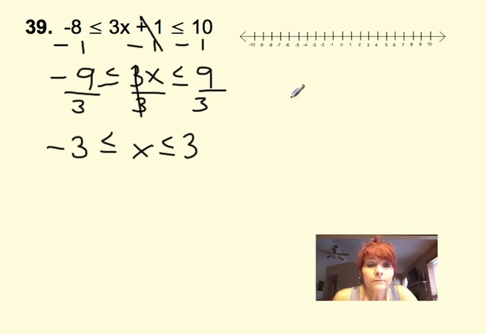This time we need to close our dots because there are equal signs. So I'm going to put a closed dot at negative 3, closed dot at positive 3, and then we draw a line in between because x is between the two.